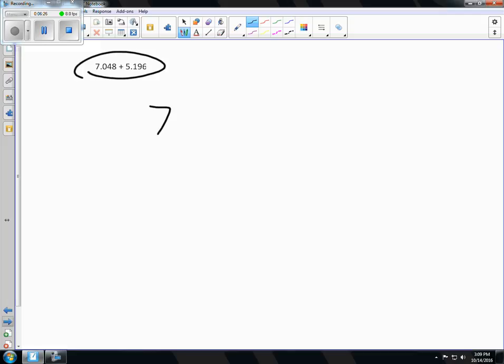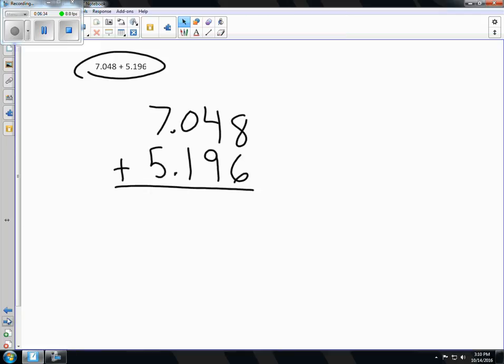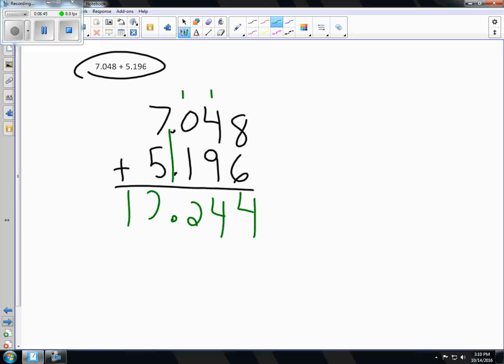So we're going to take 7 and 48 thousandths and add it to 5 and 196 thousandths, lining them up using the decimal, which lines up the place value. Bring down my decimal. And that's how I add using the standard algorithm for adding decimals.